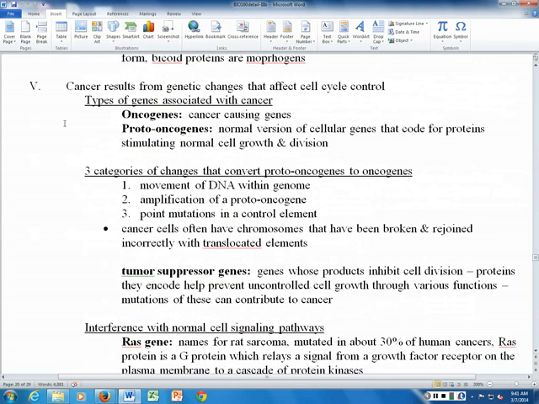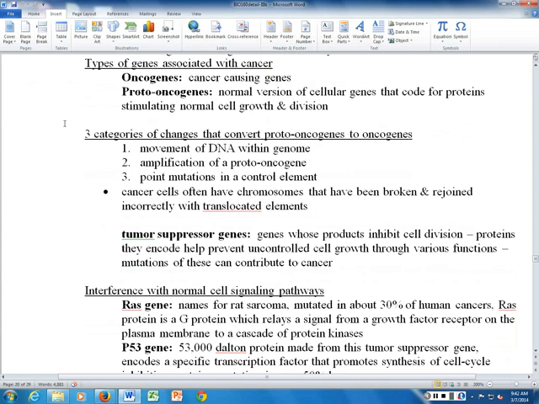So the things that are probably the most interesting to people are the oncogenes, which are the cancer-causing genes. Proto-oncogenes are the normal version of the gene that's going to code for the normal cell growth and division. That's what you have before it becomes an oncogene. So the big thing they would like to understand is what is turning these proto-oncogenes into oncogenes. And we don't have an answer to that.